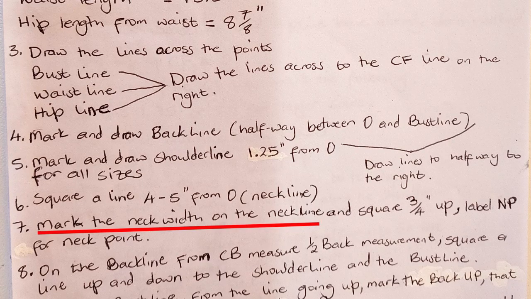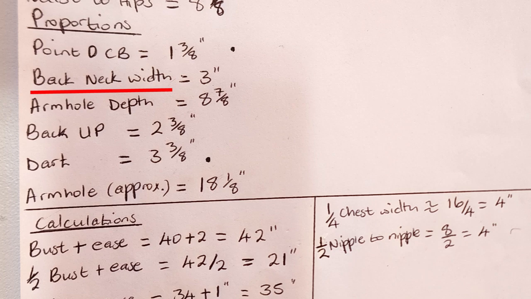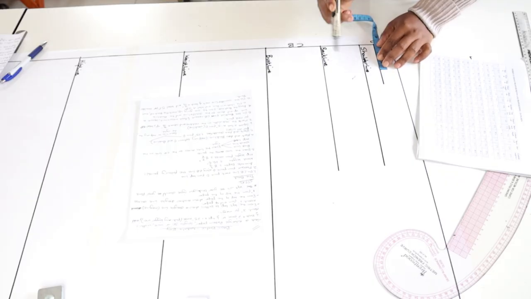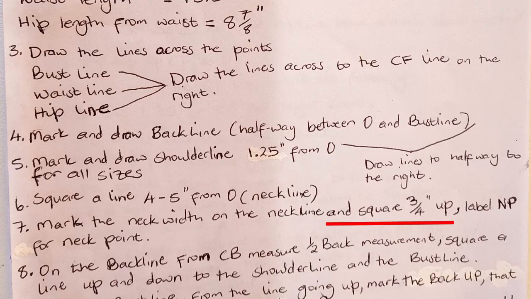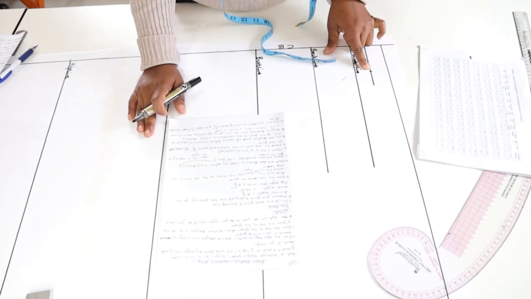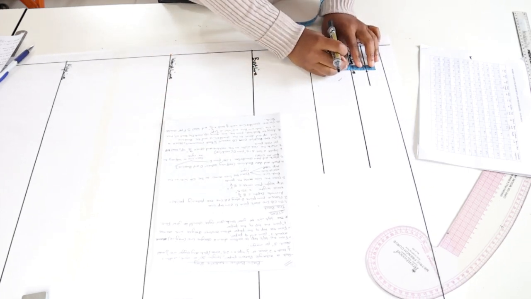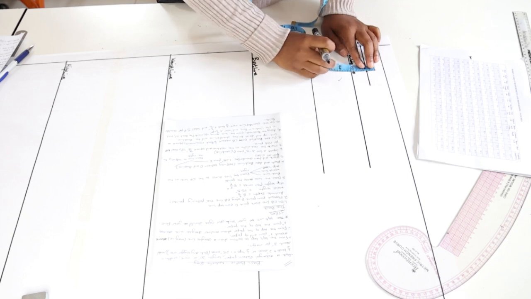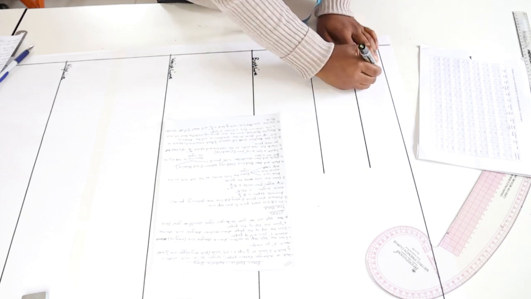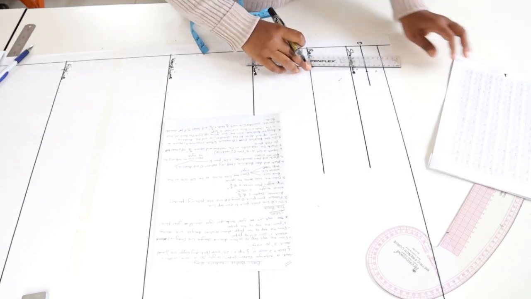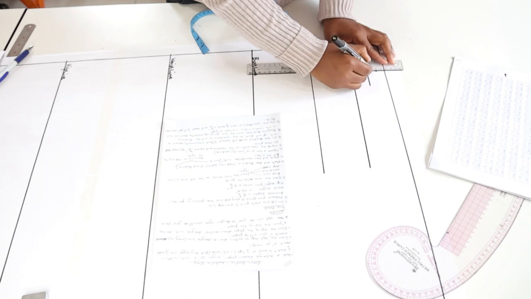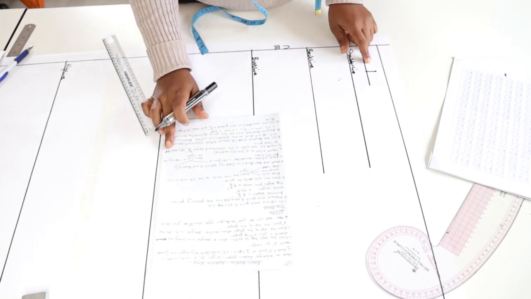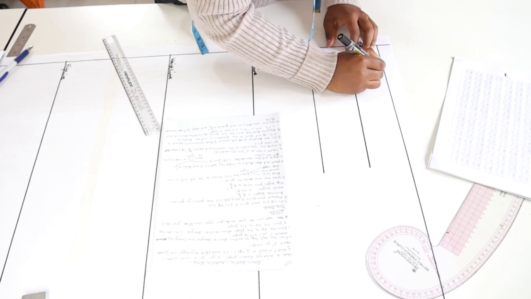Like that. And then we are going to mark the neck width on the neckline. My neck width is 3 inches. So I'm going to mark the 3 inches. And then we square up by 3/4 inch. From the end of our neck right here, we are going to square up 3/4 inch. And then we go up and we mark that point like so. And then maybe you can use a ruler to draw a line. This point, we are going to label it as NP.